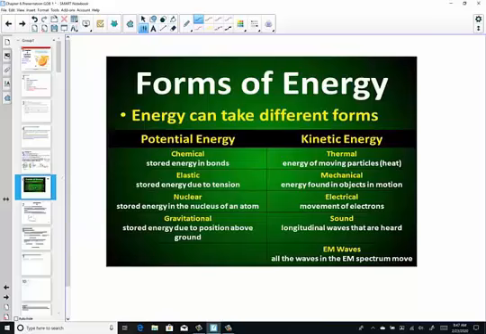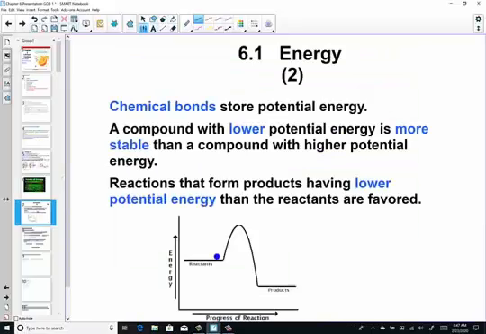So if we're studying energy, specifically in chemistry, it will be stored in bonds or released or absorbed as heat. So our focus, of course, is chemical bonds. Chemical bonds store potential energy. And a compound with lower potential energy is more stable than a compound with higher potential energy. That is just really a natural law. It says compounds want to be at the lowest energy possible.